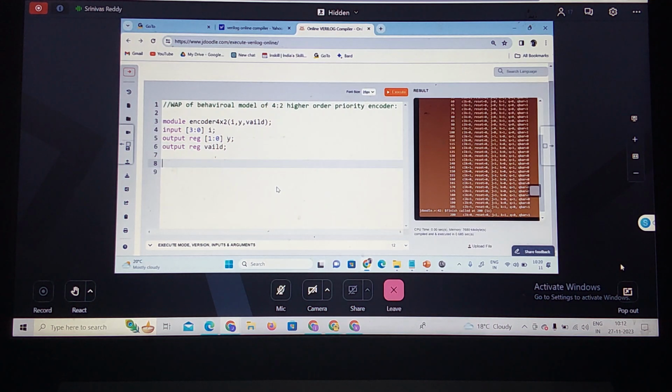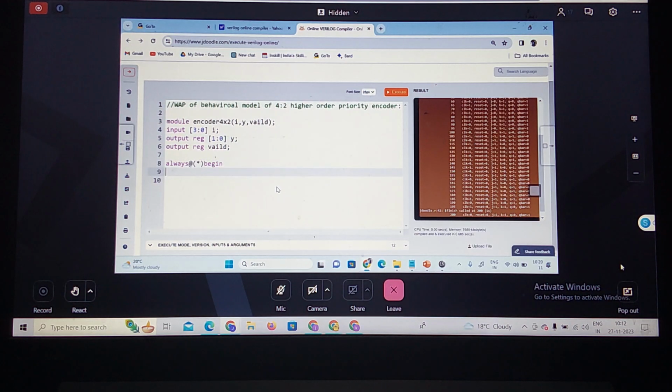Next, what do I need to do? Always, write the event. What event? At the rate of, shall I write the star? How to write this? Star indicates what? I0 changes, I1 changes, I2 changes, or I3 changes. Your always block will be responding to when the event triggers. Okay. Then what do I need to write?